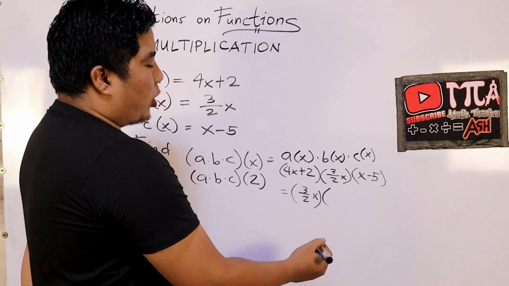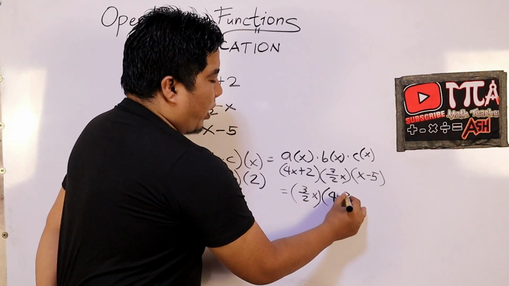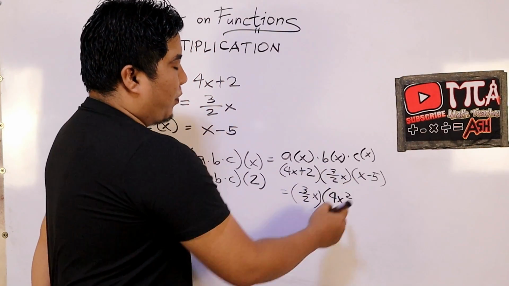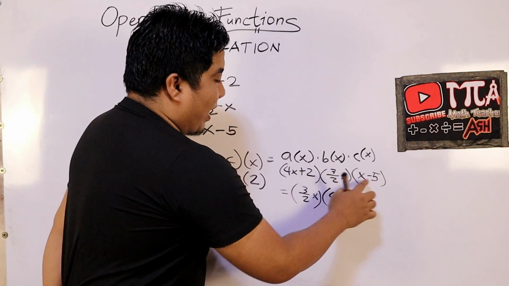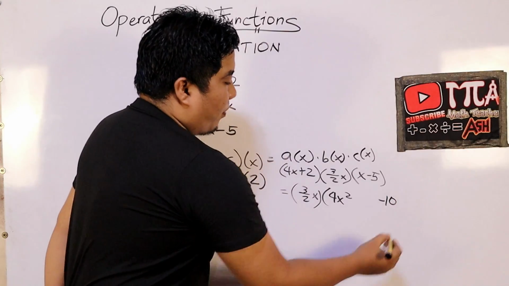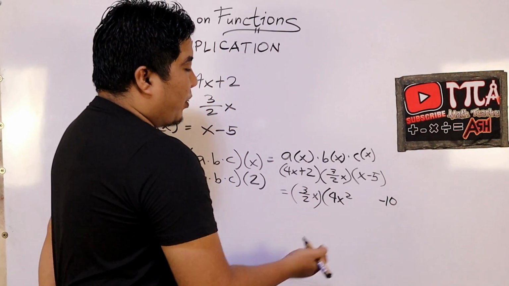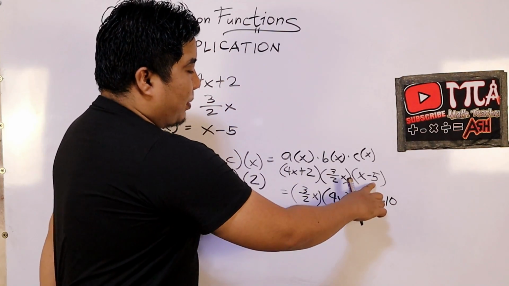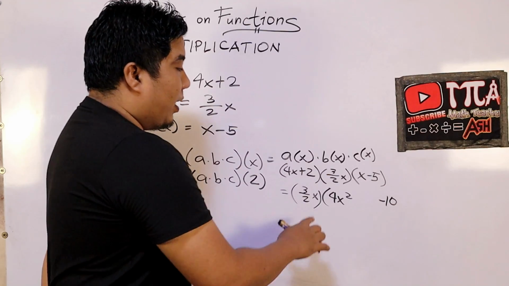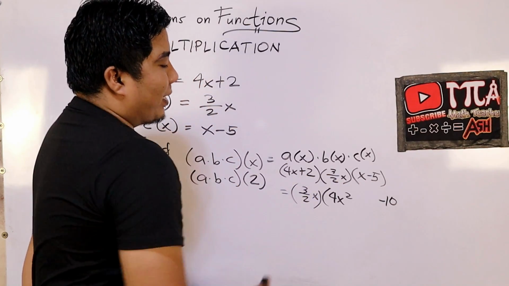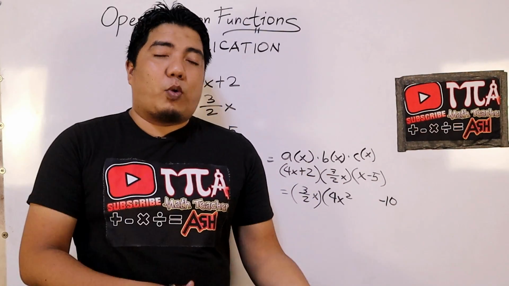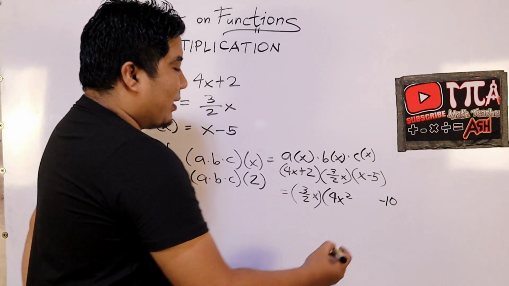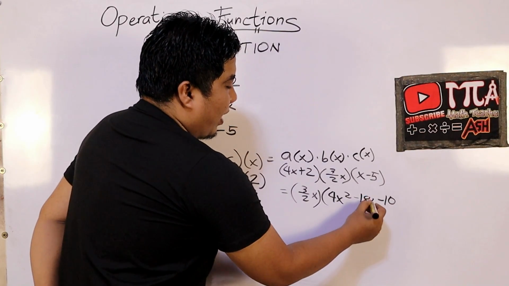If you multiply this one, you will have 4x squared for the first, and then the outer, we have negative 10 here for our third term. And for the middle term, we have 4x times negative 5, that is negative 20. Then we have 2 times x, that is positive 2. So negative 20 plus 2, that is negative 18x.